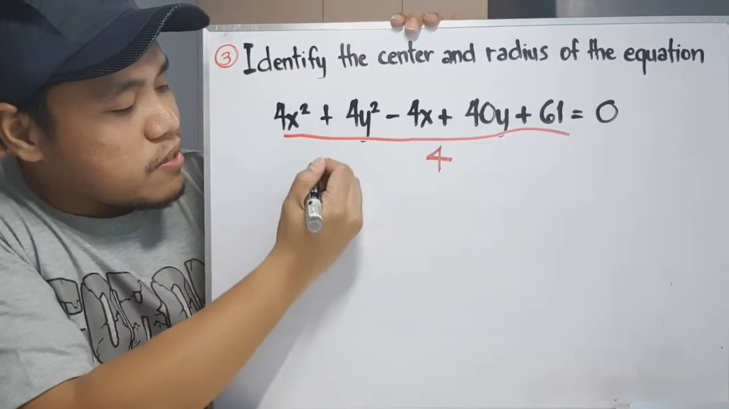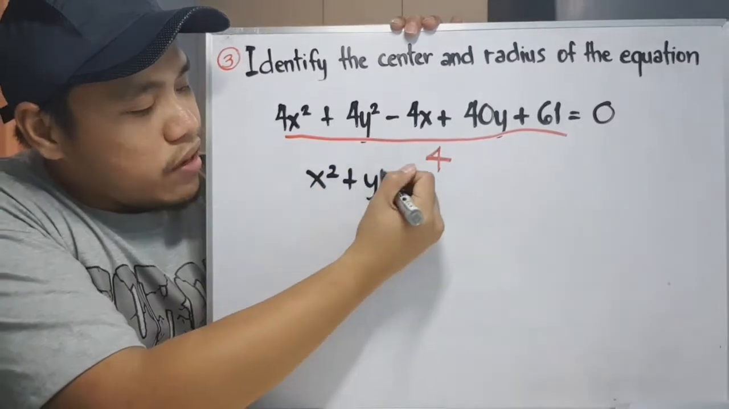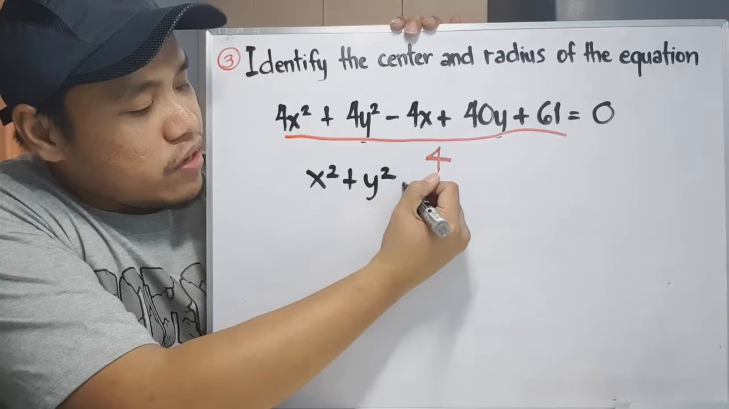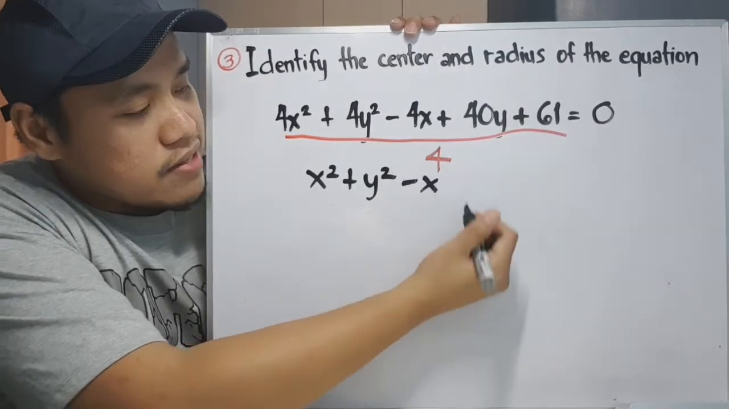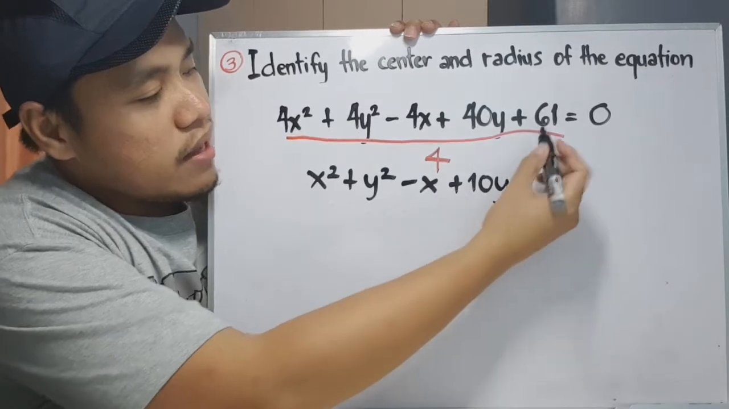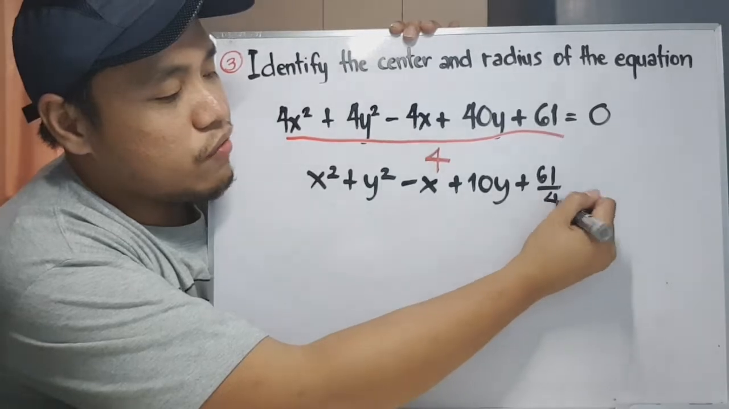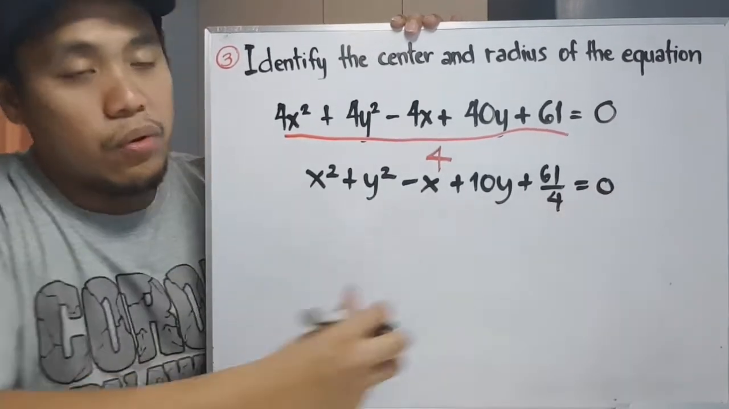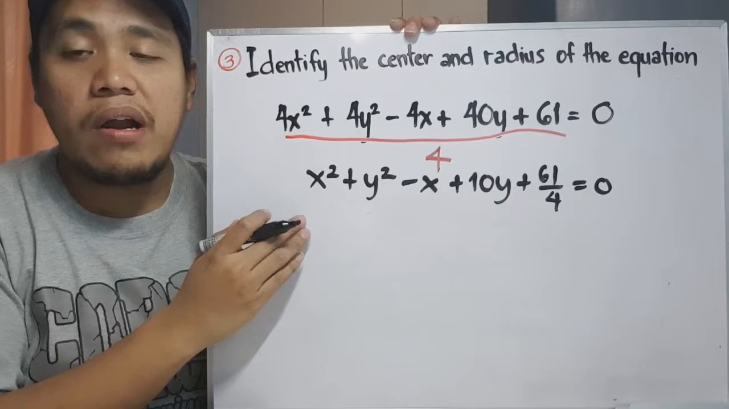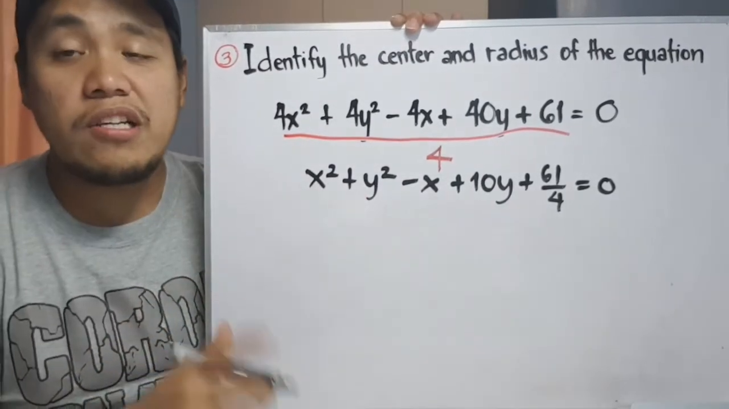4x squared divided by 4 is simply x squared. And then, this will become y squared. Then, 4 divided by 4 is simply 1, so negative x. Then, 40 divided by 4 is 10, y. And then, 61 divided by 4 is not divisible, so just simply write 61 over 4 equals 0. So, this is now our equation wherein the coefficient of x squared and y squared is 1.